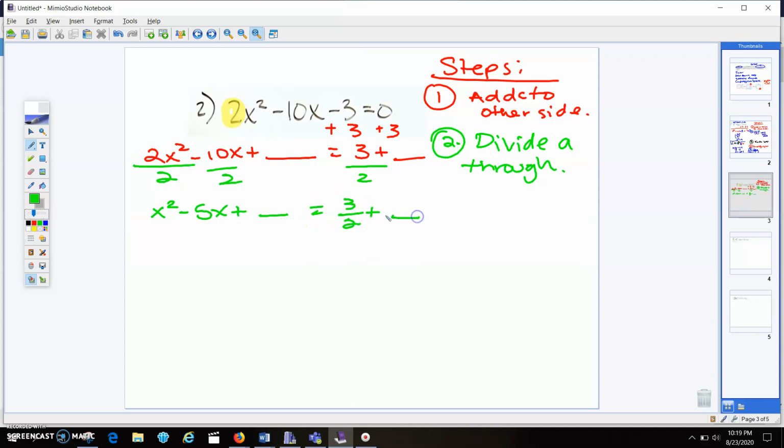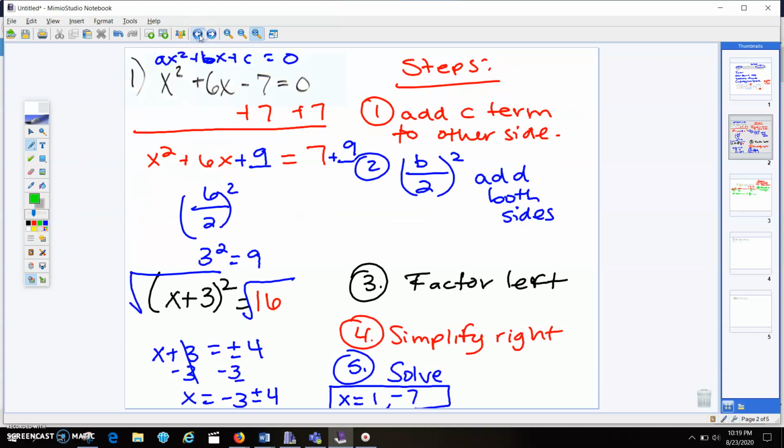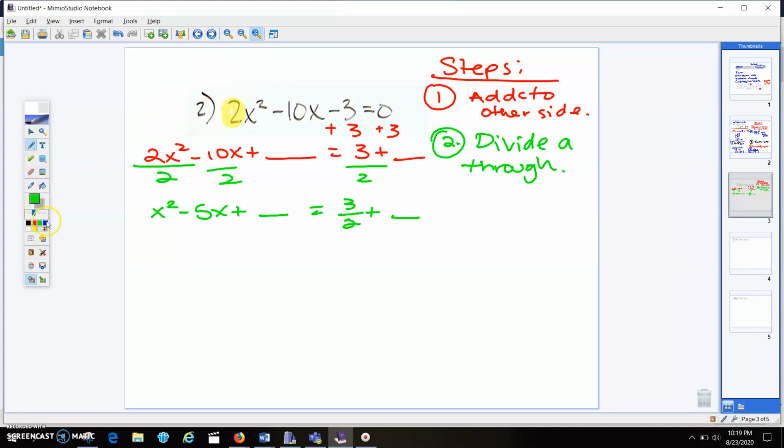I'm just going to leave it as 3 halves. You could turn it into a decimal if you absolutely want to, but you're normally going to see your answer choices as 3 halves. So now we're kind of back on track with our steps. That next step is going to be to take b and divide it by 2, and then we're going to square it and add it to both sides. So we're going to take that negative 5, divide it by 2, square it, and then add it to both sides.